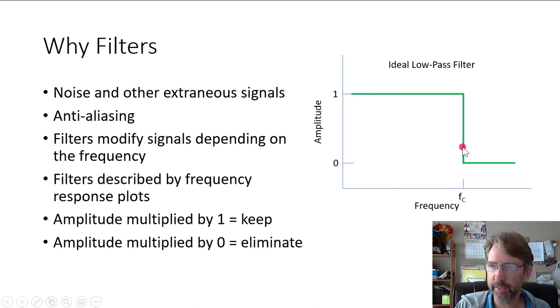If the frequency content is below Fc, it's multiplied by 1. If the frequency content has a frequency above Fc, it's multiplied by 0 and eliminated. This is an ideal filter, and we can't do this quite as nicely in practice.